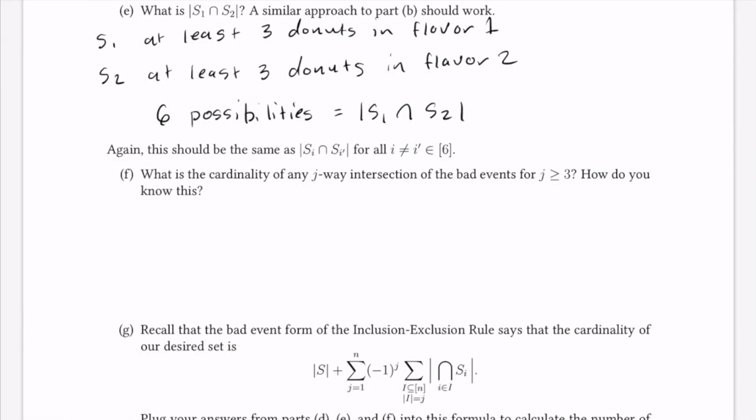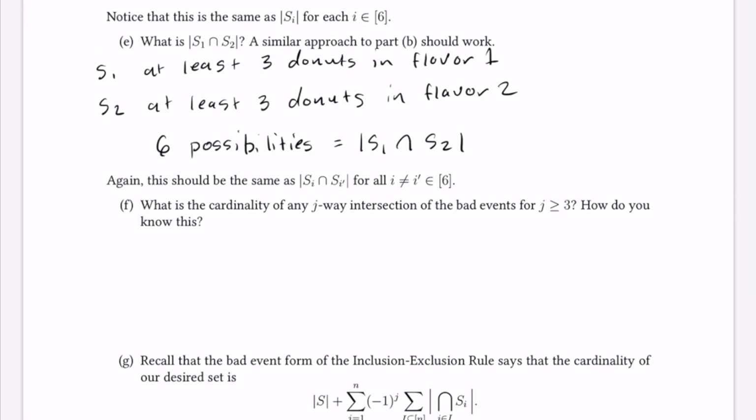Now for part F, what is the cardinality of any j-way intersection of the bad events for j greater than or equal to 3? Take a couple minutes to think about this, pause the video, and then we'll go over the answer together. So in order for us to have a j-way intersection of bad events, this means for j different flavors, we need to have at least 3 donuts of each flavor.